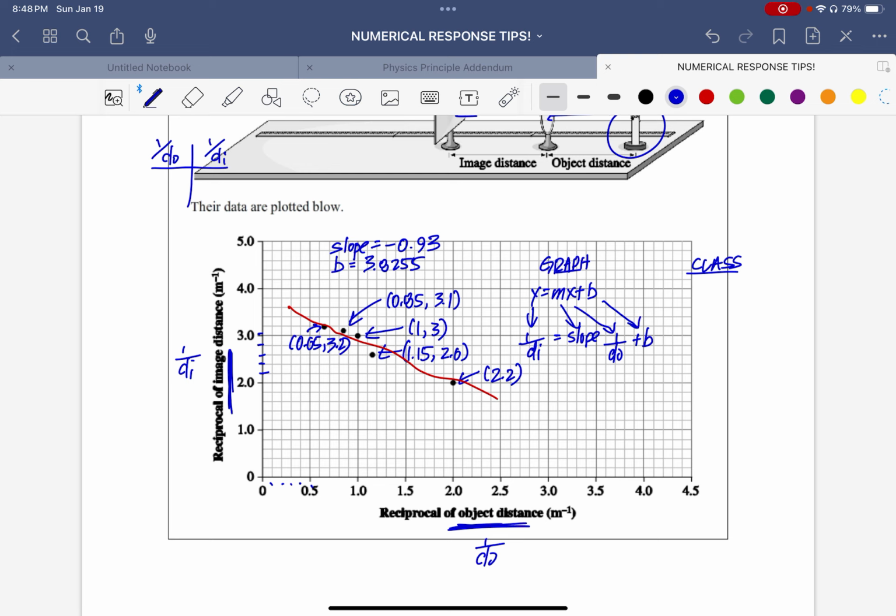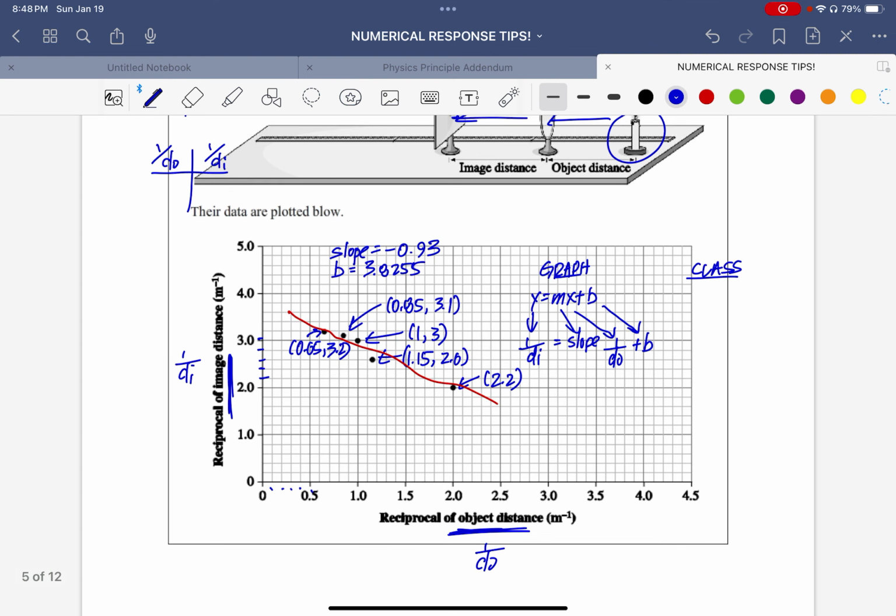Now the equation from class that has 1 over di and 1 over do in it is our thin lens equation. 1 over f is equal to 1 over do plus 1 over di. Let's rearrange that to solve for 1 over di, because that's what we solved for over here in our graph equation. So let's go 1 over f minus 1 over do. Take the 1 over do over to the other side. Gives us 1 over di.